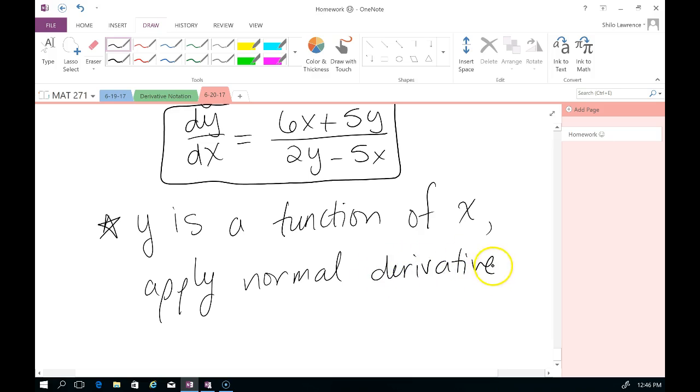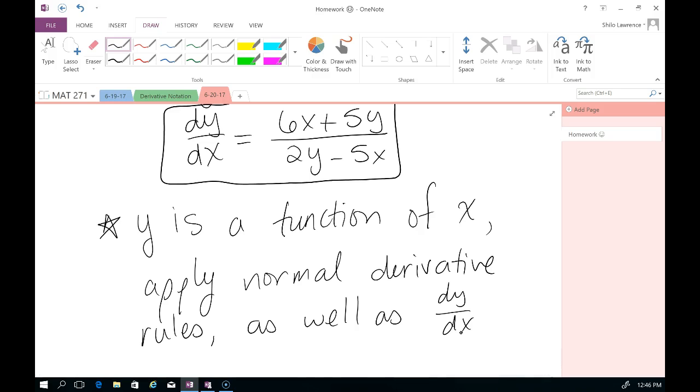But if you look back, every single time we did a derivative of y, we also have a dy dx after it. And that comes in because of chain rule. We did normal derivative rules, which is the derivative of the outside, and then times the derivative of the inside, which is the derivative of the y, which is dy dx.